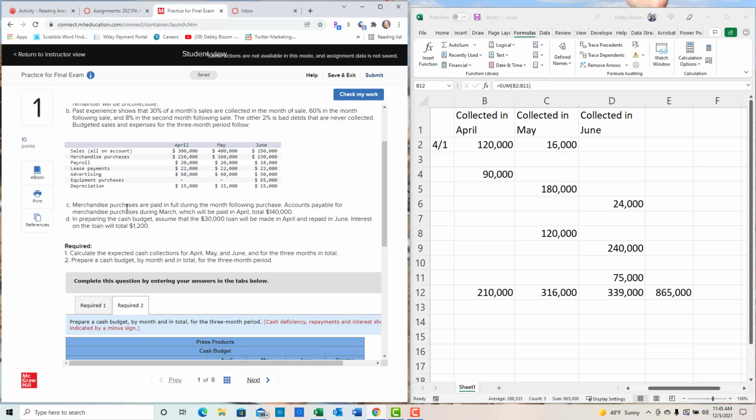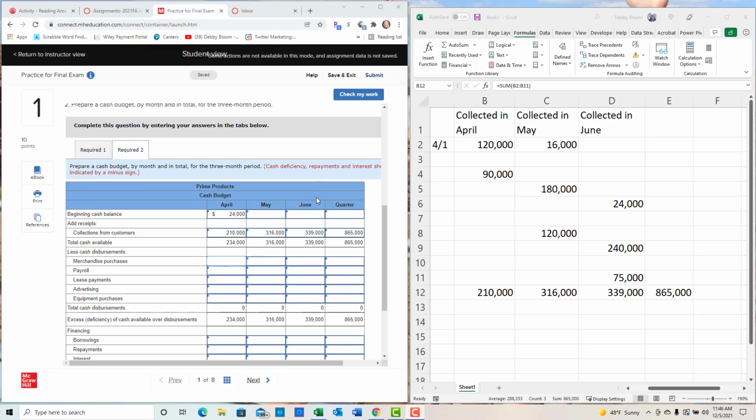So the only thing that we have to do is part C. Merchandise purchases are paid in full during the month following purchases. So this $210,000 won't be paid in April, it's actually going to be paid in May. This $160,000 isn't going to be paid in May, it's going to be paid in June. This $130,000 is going to be paid in July. So that really is the only trick that we have here. So let's get moving with this cash budget.